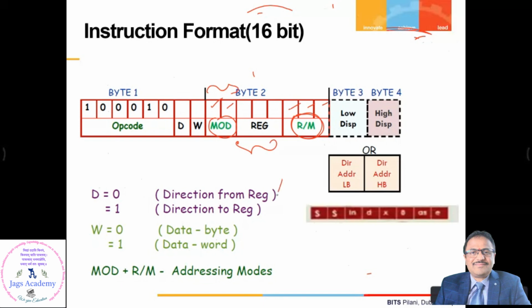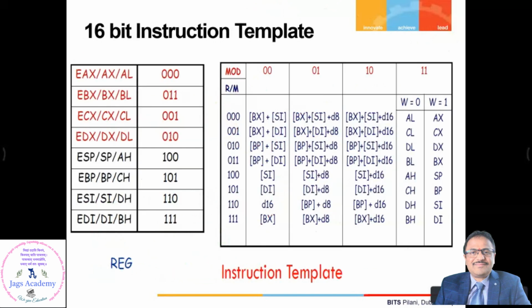You see here that you are telling whether data is going to the register or data is coming from the register. But which register is that? That will come from this table. See here. You have many registers, and the 3-bit combination tells you about a register. Now see, 000 for AX register or AL register, 011 for BX register or BL register. Like this, you can select that from this table.